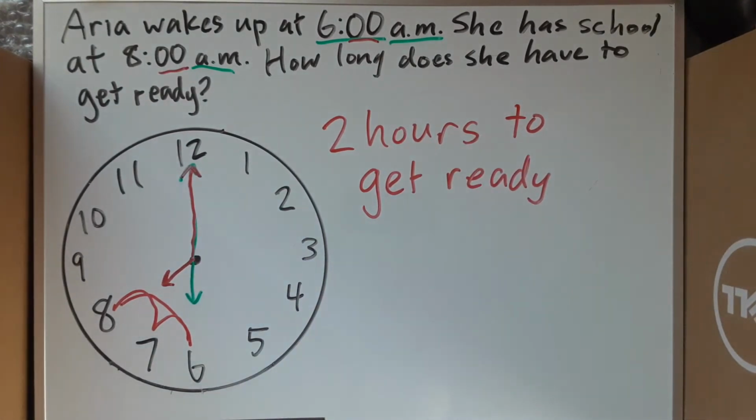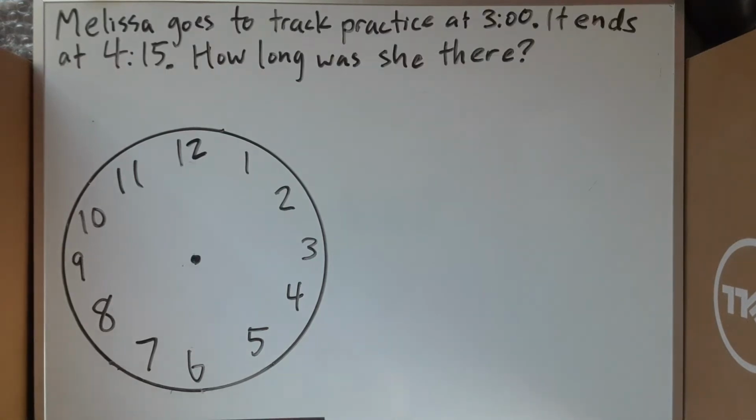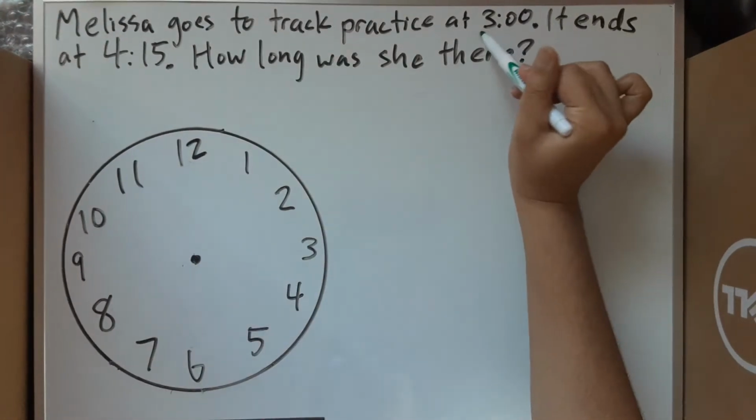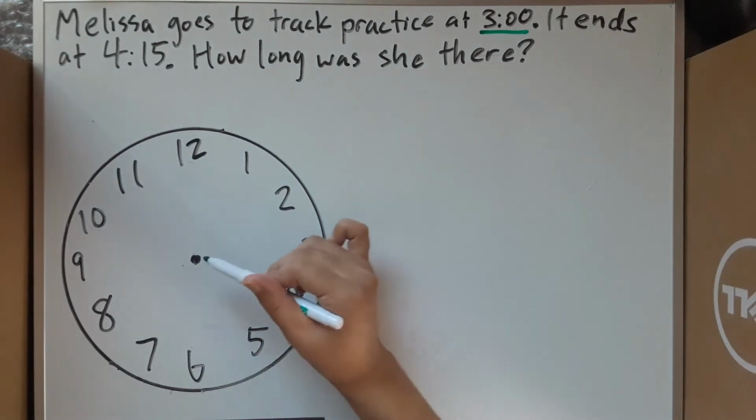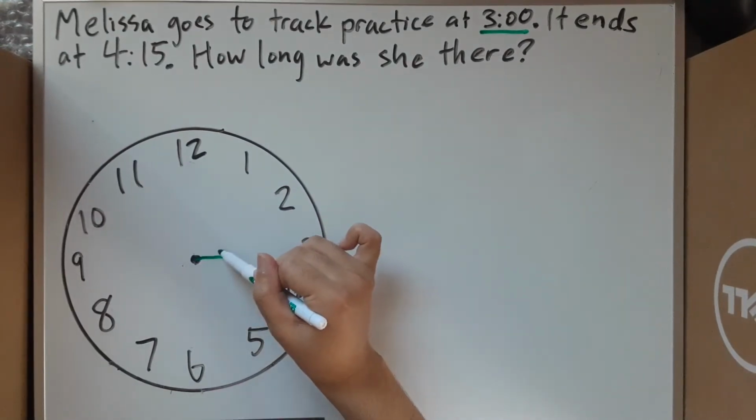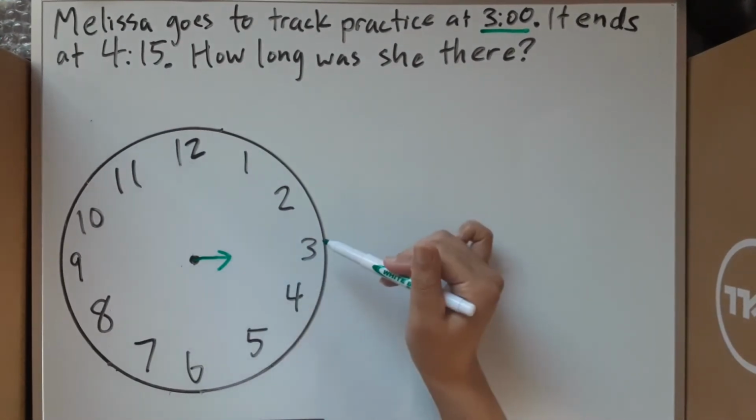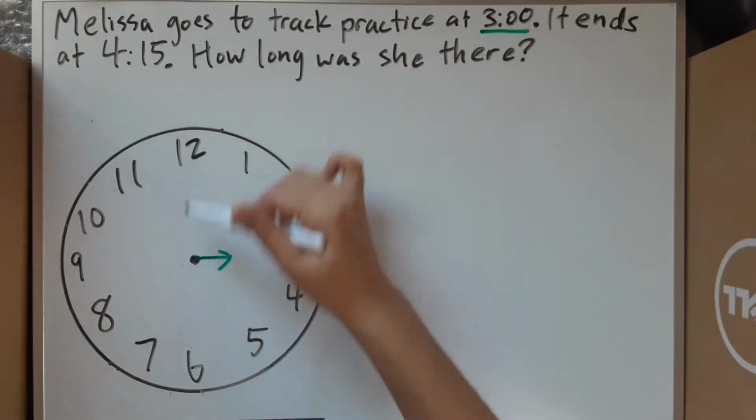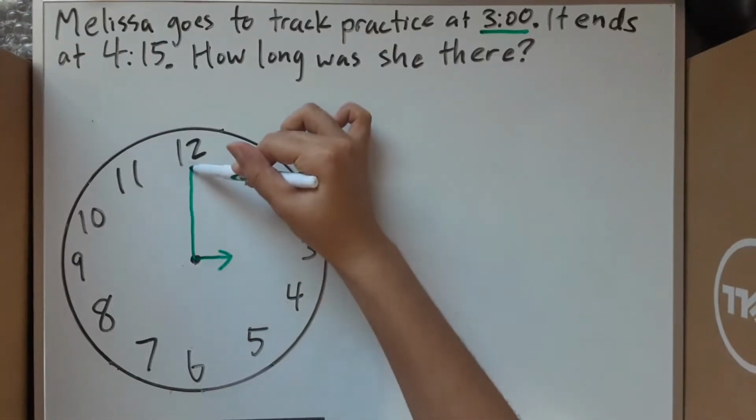Let's do another problem. Here's our next problem. Melissa goes to track practice at 3 o'clock. It ends at 4:15. How long was she there? Let's start at 3 o'clock, which is our starting time, where the shorthand points to 3 for the hour, and the longhand points to 12 for the minute.